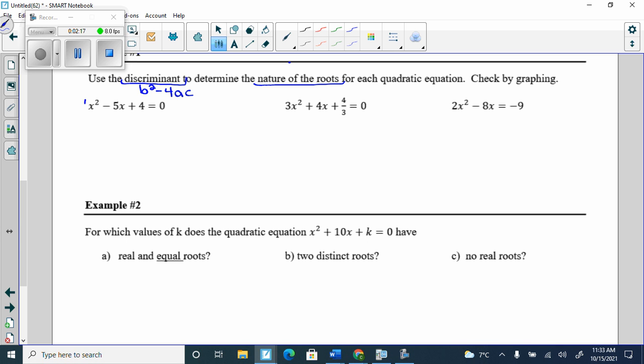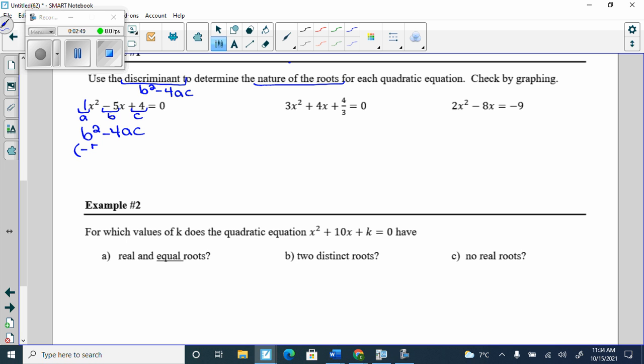What's in front of my x squared is my a. What's in front of my x is my b. What's at the back by itself is my c. And then I want the discriminant. The discriminant is b squared minus 4ac. So you just need to remember that that is what the discriminant is. People are like, I can't memorize it. It's what's under the radical sign of your quadratic formula, which I give you, right? It's just what's underneath there, in the radicand. So let's fill it in.